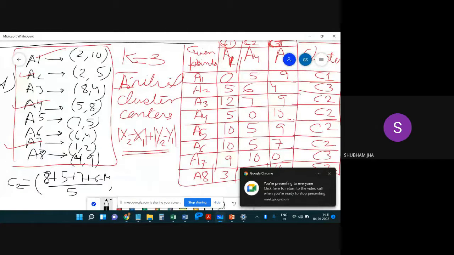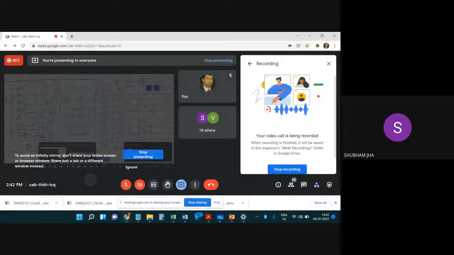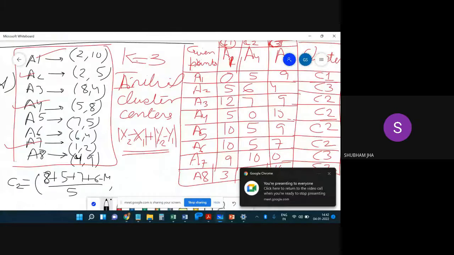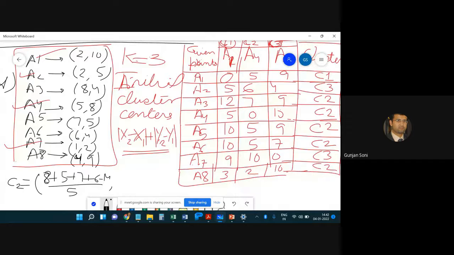Sir, what do we have to choose? In the previous slide, you had chosen A1, A4, and A7. So for the next iteration, what do we have to choose? A2, A3, and A6. Your A1, A4 are now replaced. No, I mean your new centers will be there, like the distance which you are calculating.